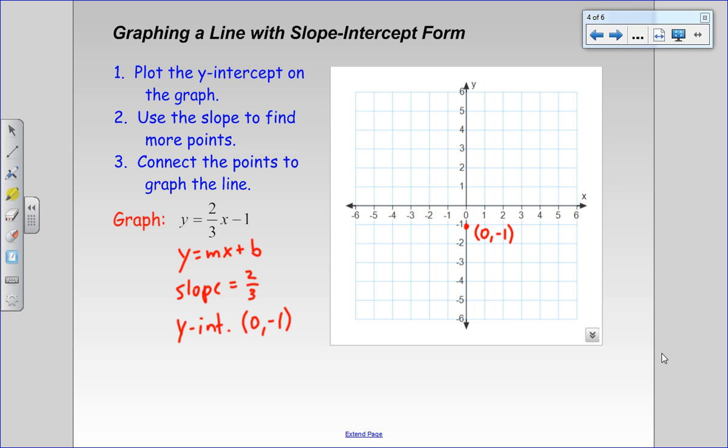Now, since we have a slope of 2/3, we can move from that point up 2 units along the y-axis and to the right 3 units along the x-axis to identify the point (3, 1) as another point on our line. We can continue this process, moving up 2 and to the right 3, and find a third point, (6, 3). Finally, we connect these 3 points, and we have the graph of our line.